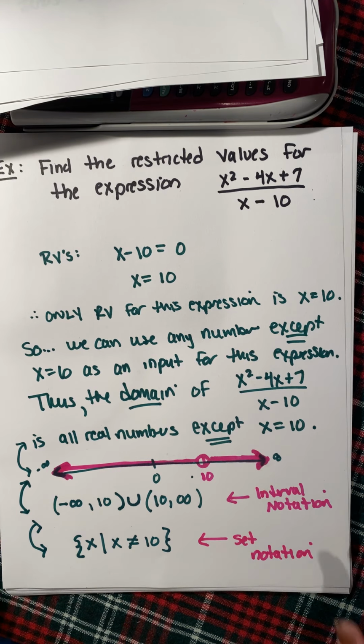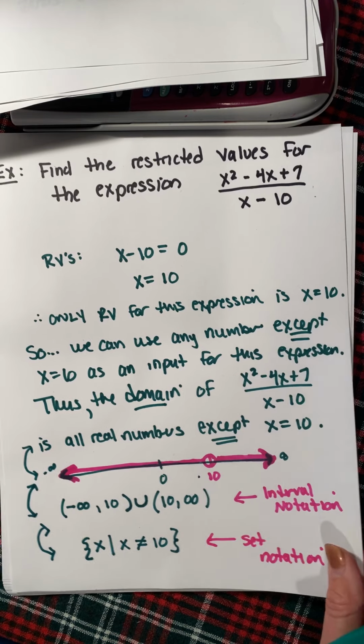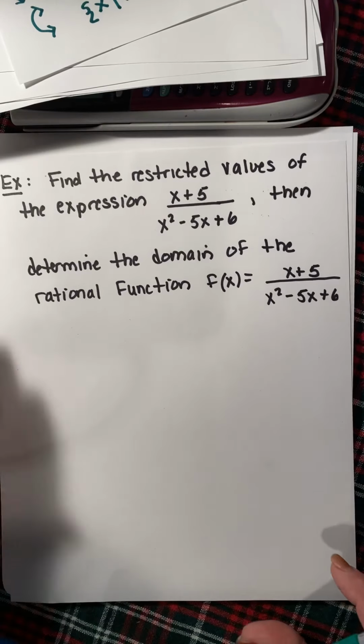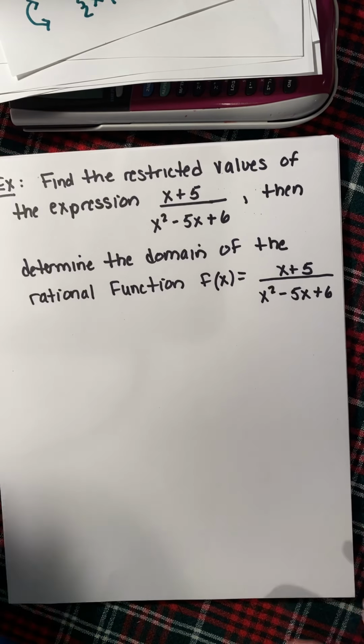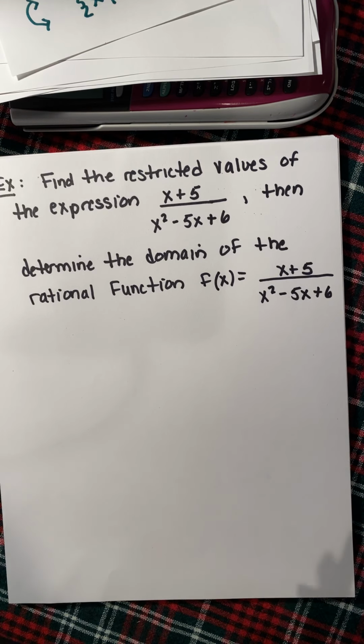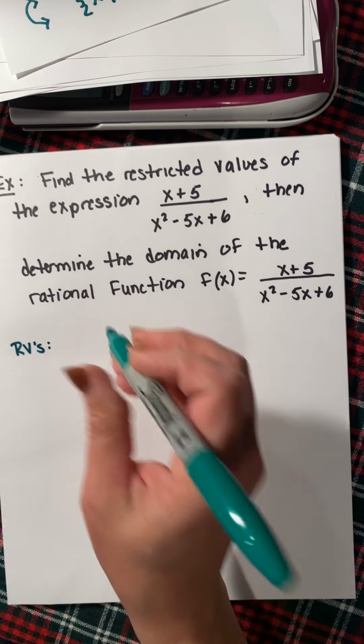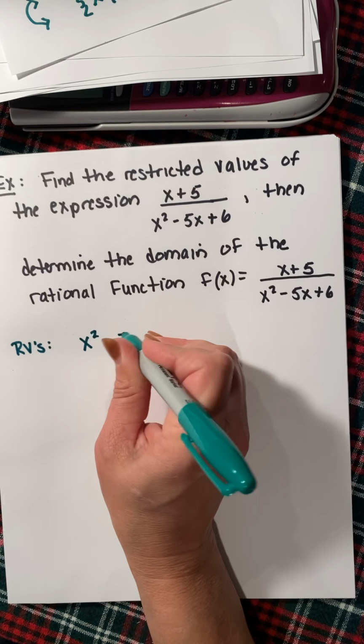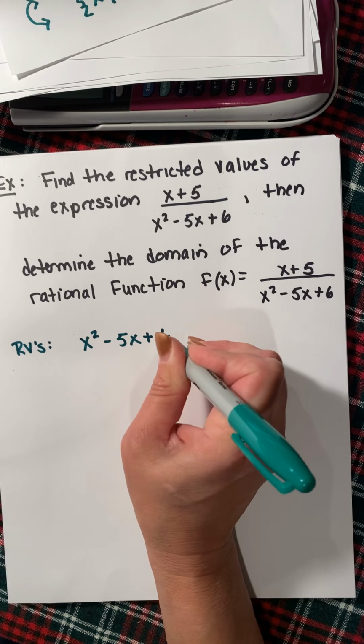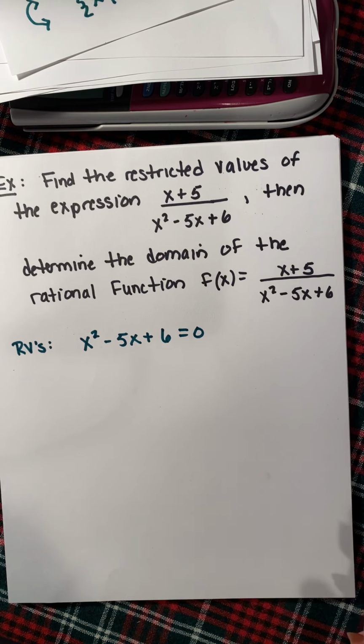All right, so let's try another one. Let's look at this rational expression. Determine the restricted values, and then from that information, let's determine the domain. Find the restricted values and then determine the domain. So the restricted values, now be careful that you don't confuse these two. The restricted values is what you're not allowed to put in. The domain is what you are allowed to put in. So they're literally opposites of each other.